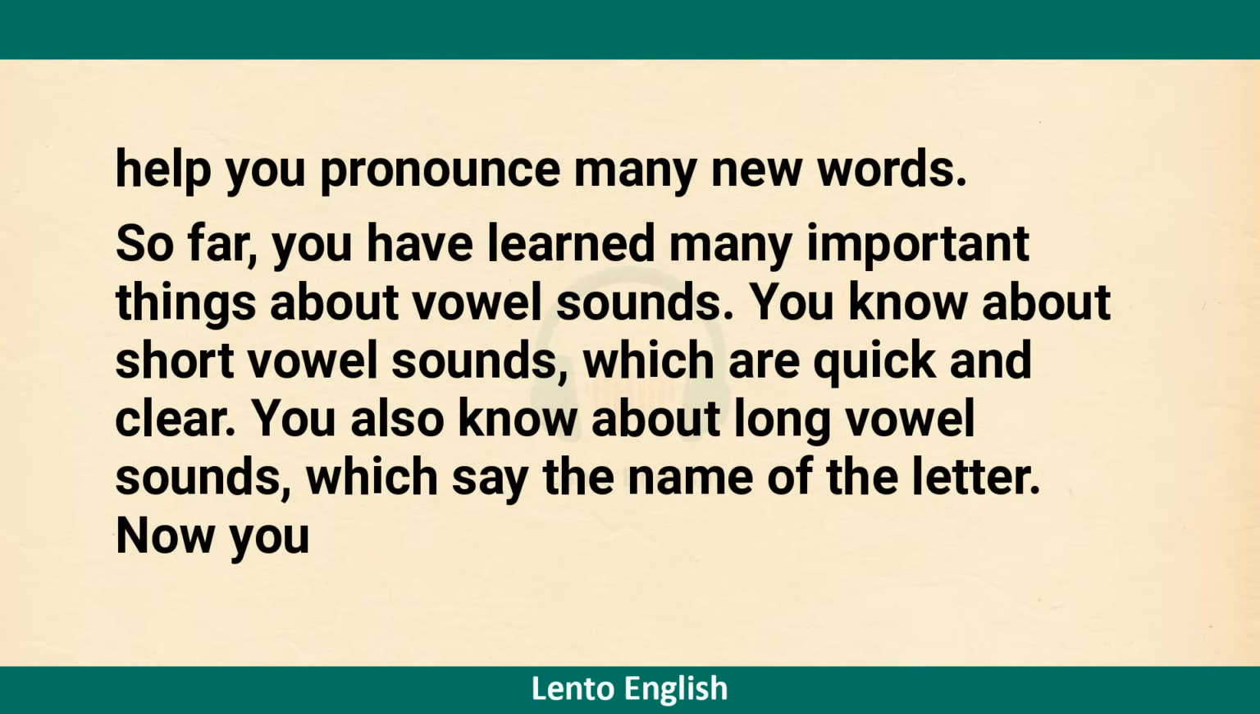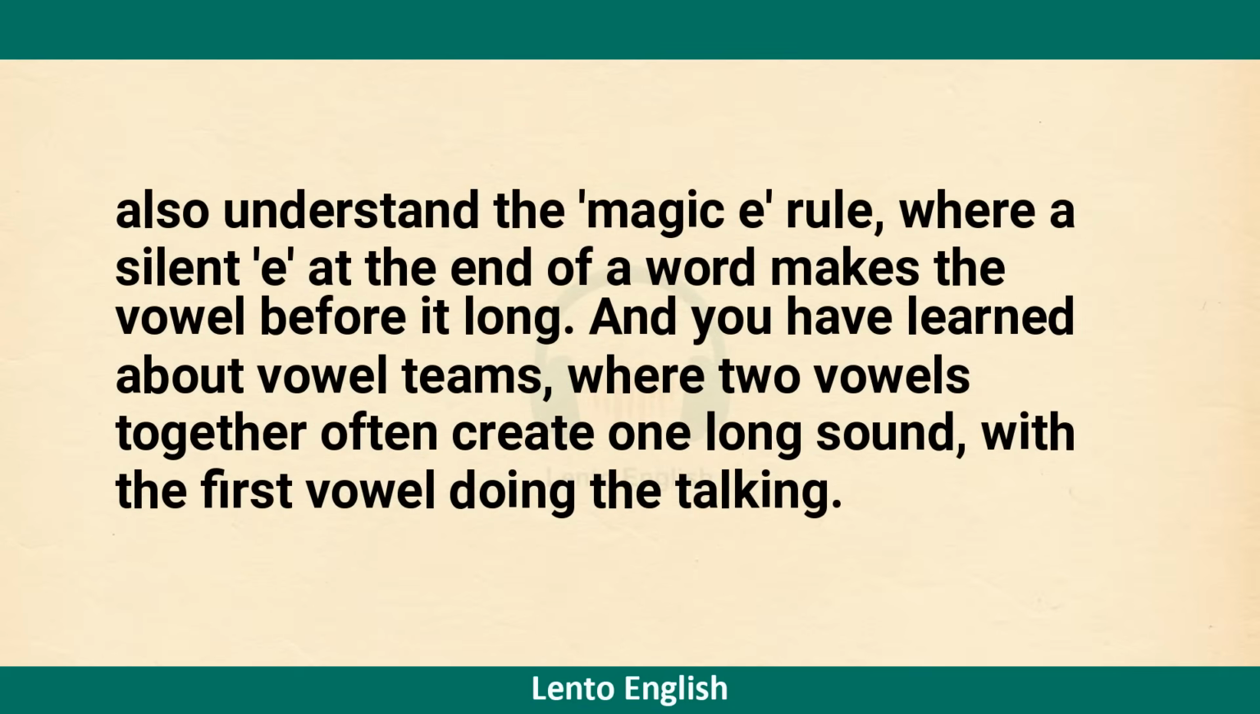So far, you have learned many important things about vowel sounds. You know about short vowel sounds, which are quick and clear. You also know about long vowel sounds, which say the name of the letter. Now you also understand the magic E rule, where a silent E at the end of a word makes the vowel before it long. And you have learned about vowel teams, where two vowels together often create one long sound, with the first vowel doing the talking.